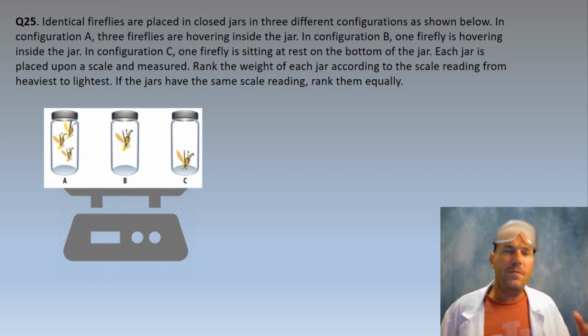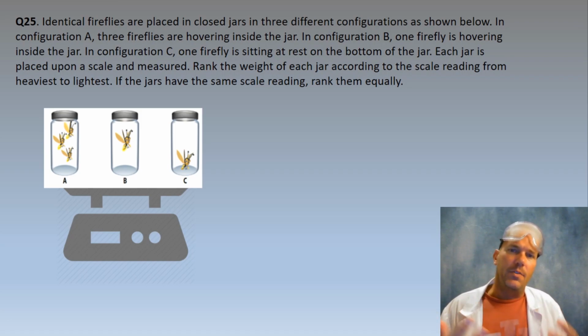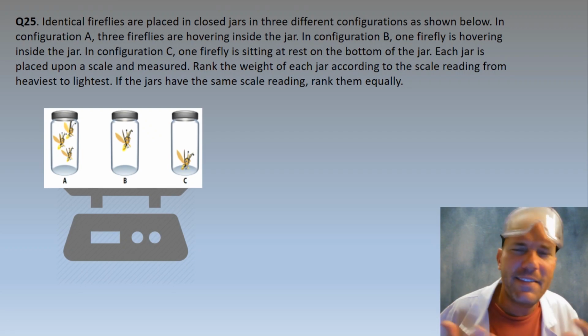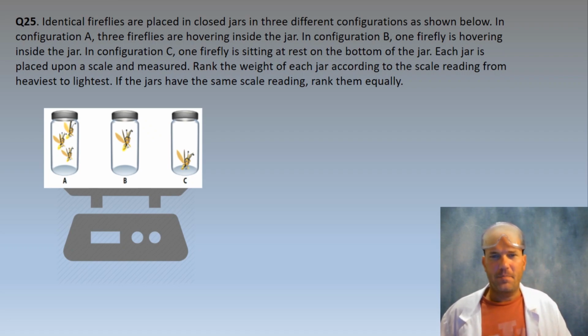So we have identical fireflies. They are placed in jars in 3 different configurations. As you can see, we have 3 fireflies in A. They're hovering. In B, 1 is hovering. In C, that firefly is sitting at rest on the bottom of the jar. The jars are closed. They are put on a scale and measured. And it's asking you to rank. This is a ranking task. The weight of each jar according to the scale reading from the heaviest to the lightest.